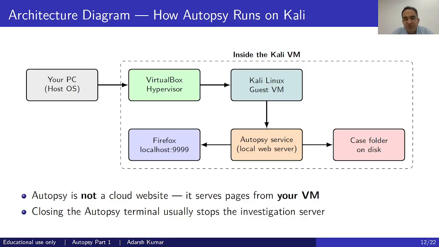Your physical computer is the host operating system. VirtualBox runs on that host as the hypervisor. Kali Linux runs as the guest virtual machine inside VirtualBox. Within Kali, Autopsy starts a local service, a small web server for the forensic interface. Firefox then connects to localhost, often on port 9999, and Autopsy stores case-sensitive folders on disk inside the virtual machine.